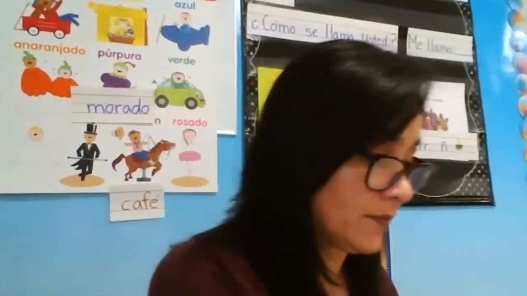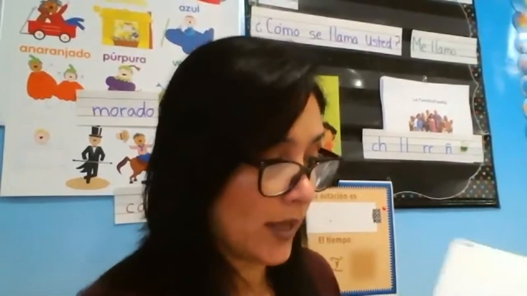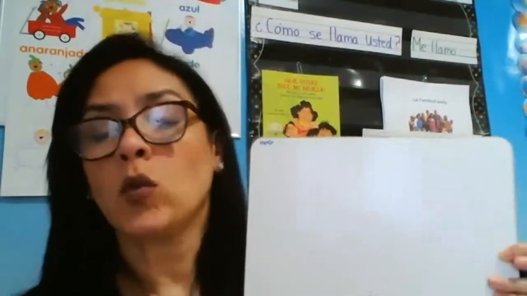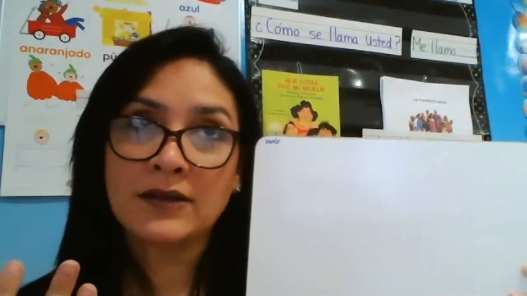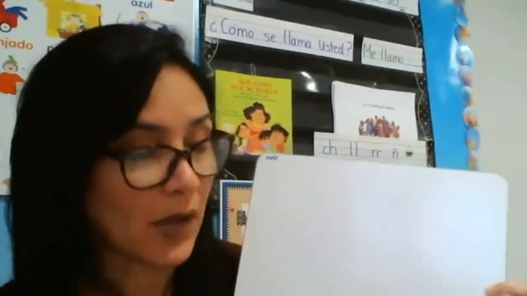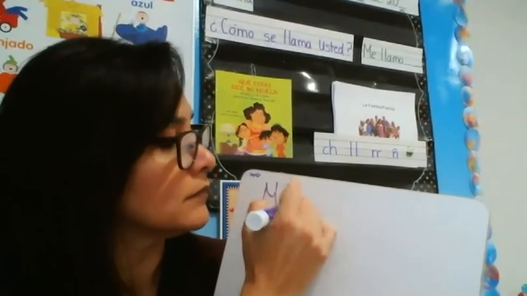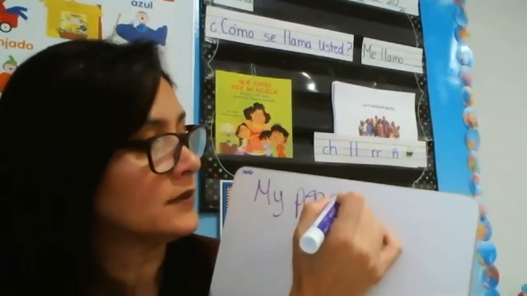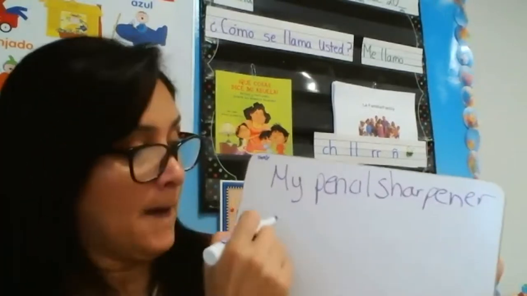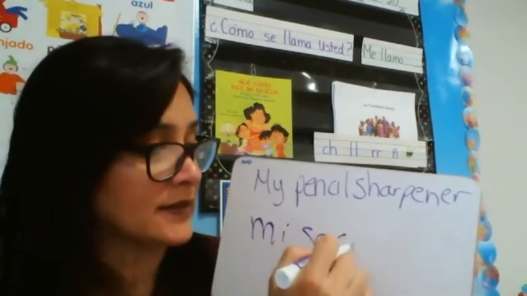So, vamos a repasar. Let's review classroom objects with possessive adjectives. And we'll throw some plurals in there as well. To say my pencil sharpener, what do you think? ¿Qué crees? ¿Cómo se dice? How would we say that in español, in Spanish? My pencil sharpener. Do you know? Mi sacapuntas.